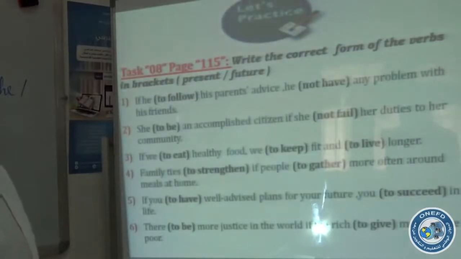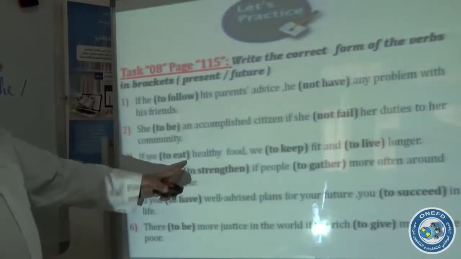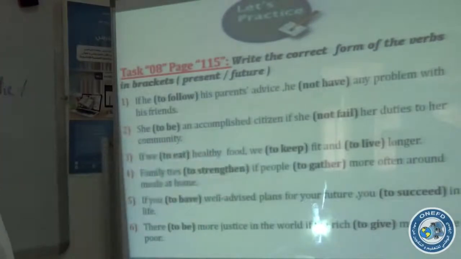Number 1, if he to follow his parents' advice, he not have any problem with his friends. Second sentence, she to be an accomplished citizen if she not fail her duties to her community. Third sentence, if we to eat healthy food, we to keep fit and to live longer. Fourth sentence, family ties and relationships to strengthen if people together more after or often around meals at home.